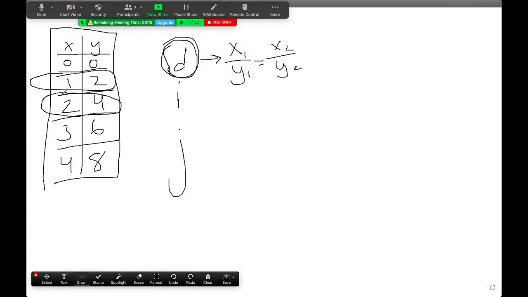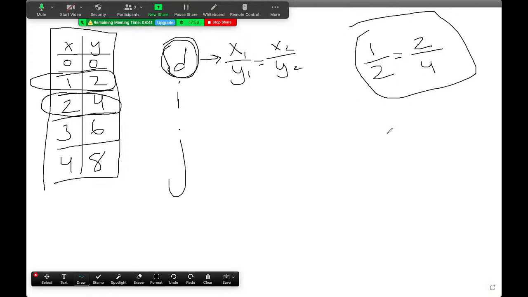Do you understand that until now? Since this is x and this is y, this is x1, this is y1, this is x2, this is y2. Okay? So now let's substitute the values in here. You have x1 as 1 over y1 as 2, is equal to 2 over 4, because x2 is 2 and y2 is 4. You understand up until this point, right? Yeah. So if you simplify this, it's right. Also, it's proportional. Yes, this is proportional.